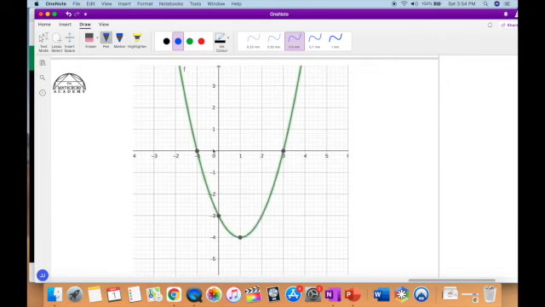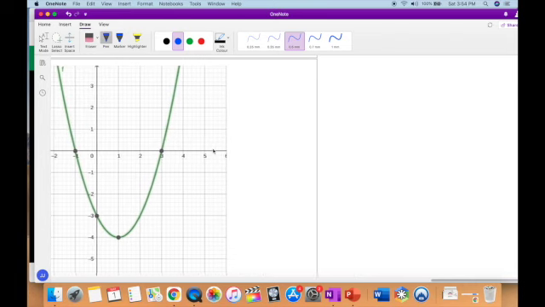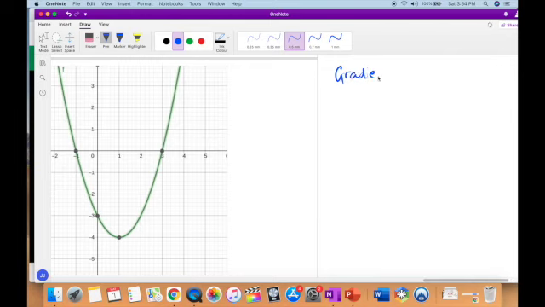Now, the gradient of a quadratic. I want to talk about this, right? Gradient, right? And don't write anything yet. Just watch for now, right?